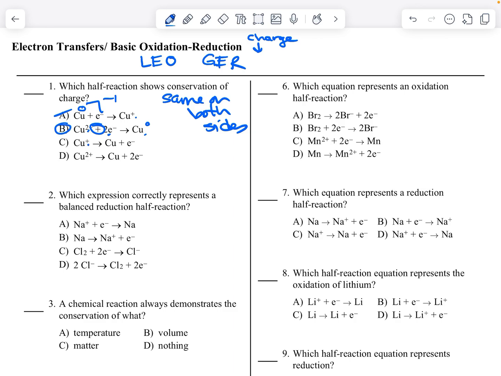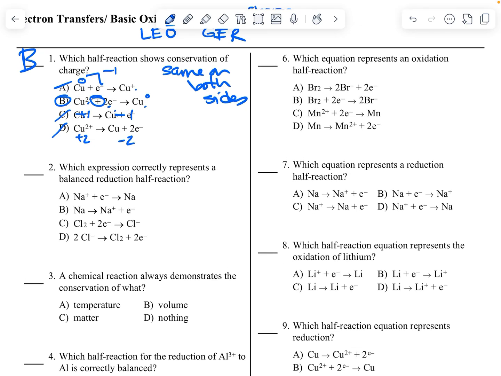Let's keep going. Copper +1 on this side. This is a 0 minus, so this is -1, this is +1, so that's not it. And in part D, we have +2 here, and we have 0, -2, so this side is -2, so that's not it. So B for number 1.